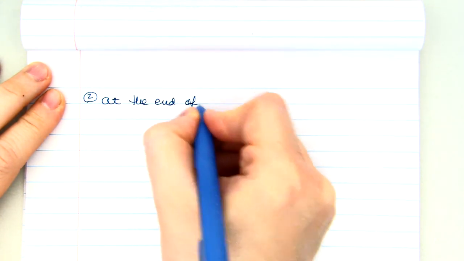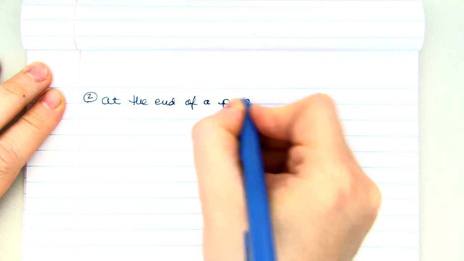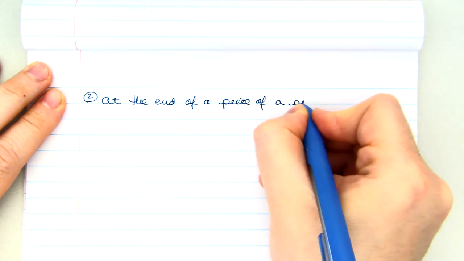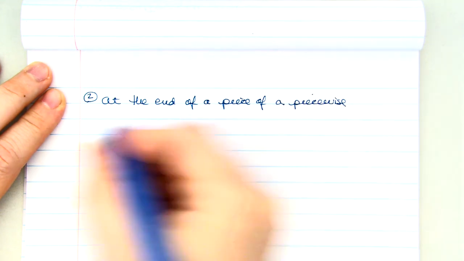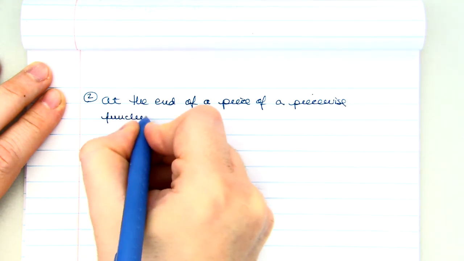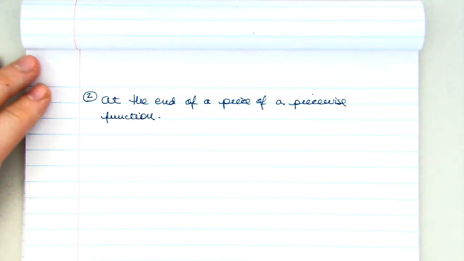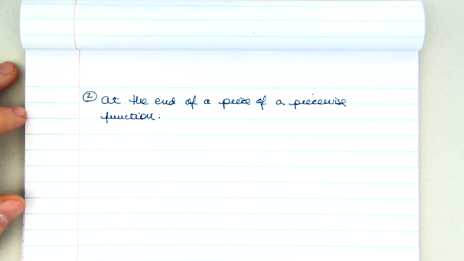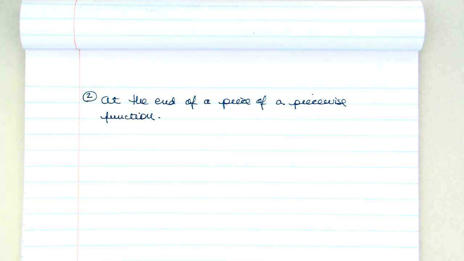Our other case is just a little subtler, I think. The second case is when we jump from the end of one piece of a piecewise function to another piece of a piecewise function. We're going to call this at the end of a piece of a piecewise function. We know what piecewise functions are; we've looked at them.